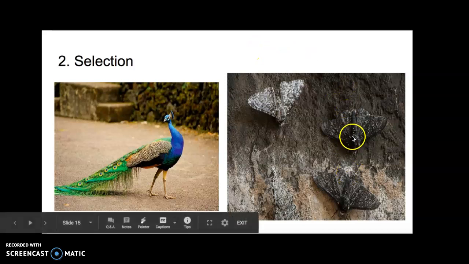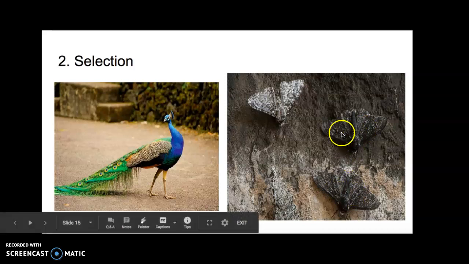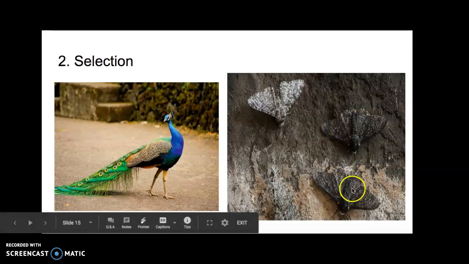So there's this moth. It's called the peppered moth, and this is actually an example of disruptive selection. Camouflage is an example of disruptive selection, and these darker colored moths, they're living the life. They're not going to be eaten by predators. They kind of blend in. This one here, especially, is going to blend in. This one, I don't know, maybe not so lucky.